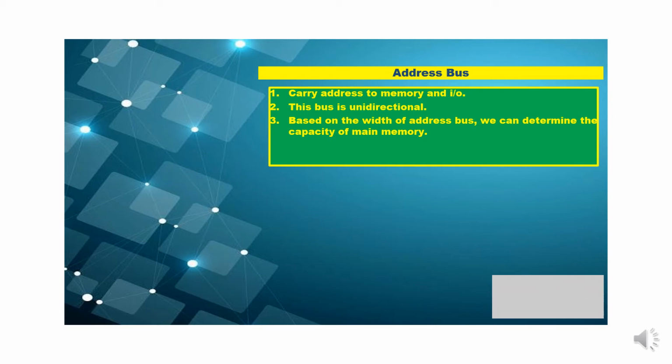This bus is unidirectional. What do you mean by unidirectional? That means the data is carried only in one direction at a time. So address bus is unidirectional. Based on the width of the address bus, we can determine the capacity of main memory. If we know the width of the address bus, we can determine how much data a main memory can hold. Understood what address bus is?